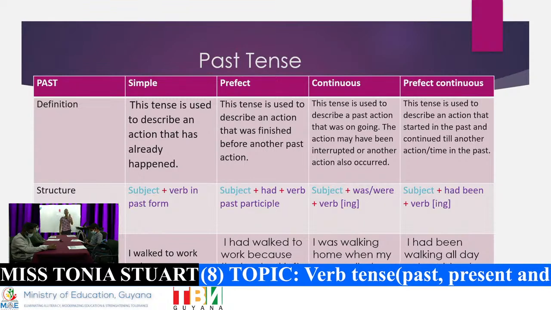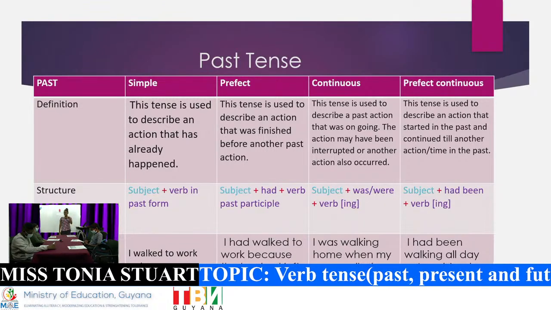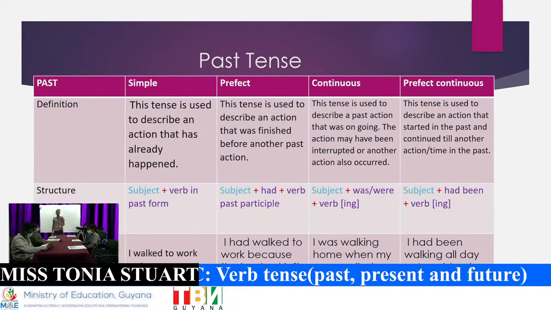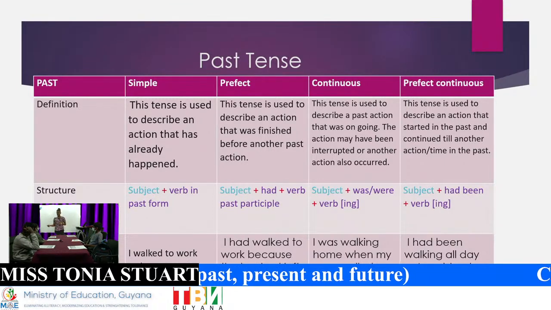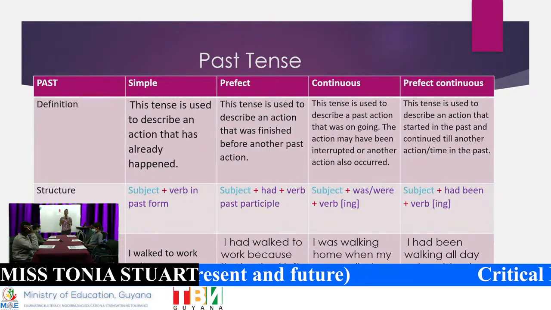So we understand the simple and the perfect so far? Yes. And how we form them? All right, let's look at a little bit more. And the thing about these is that as you move from one column to another, it becomes a little bit more complex. All right? But when we learn these, it helps to add to our writing. So let's look at the continuous.